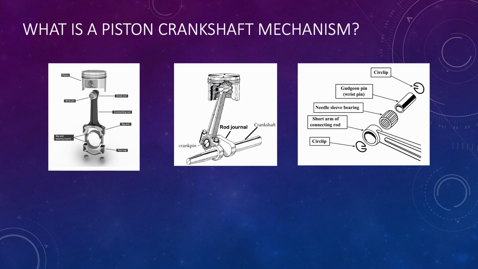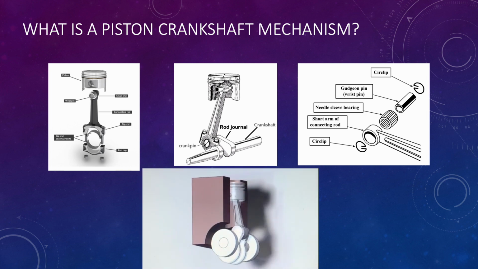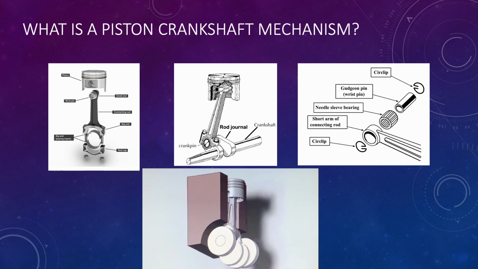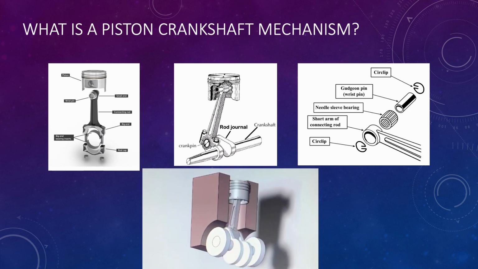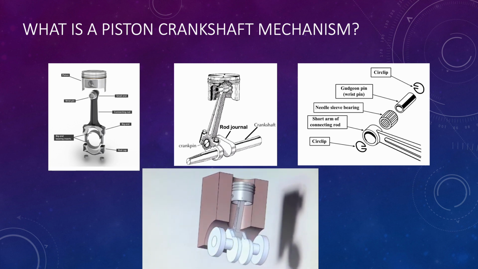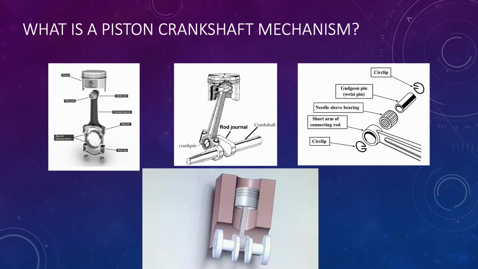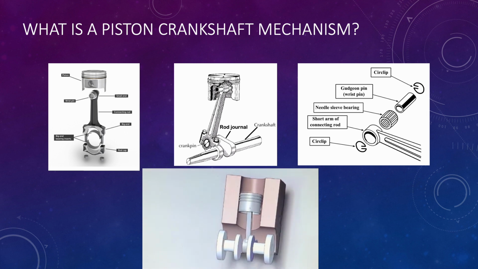The crank pin connects the big end of the connecting rod to the rod journal, which allows for the rotational motion of the crankshaft. The motion that these components undergo is shown in this video, where the connecting rod can transfer motion from the linear motion of the piston to the rotational motion of the crankshaft.